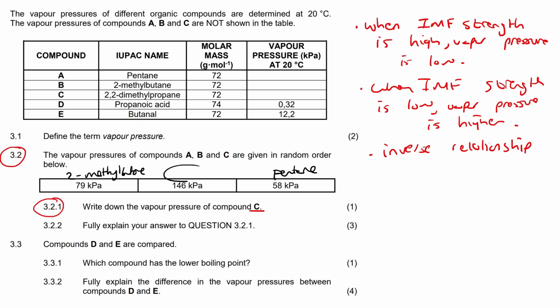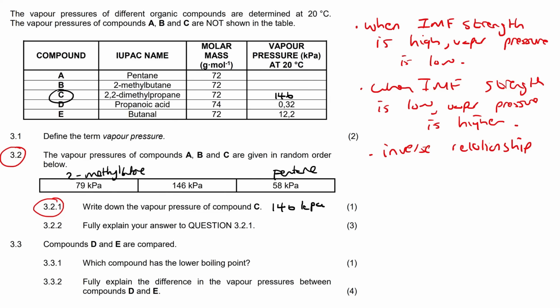And then this one is going to be the 2,2-dimethylpropane. So they said write down the vapor pressure of compound C, which is that one. So it's going to be this one over here, which is going to be 146. So we can just fill it in there, 146 kilopascals.